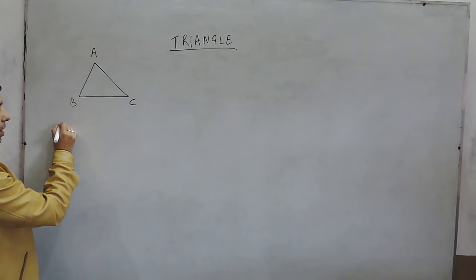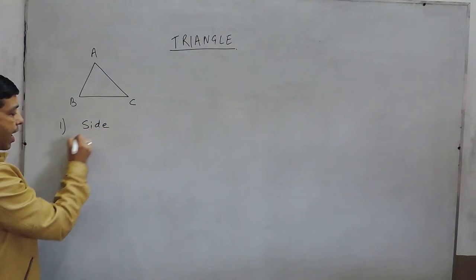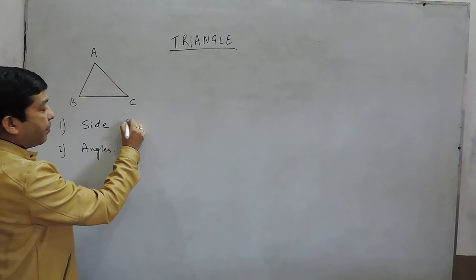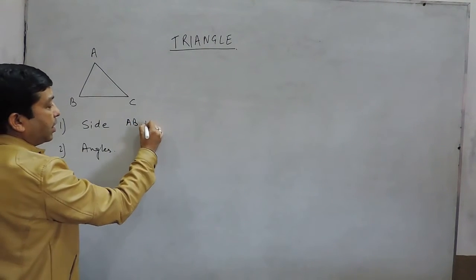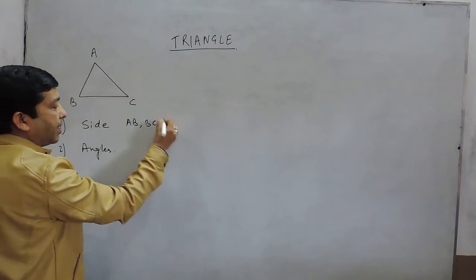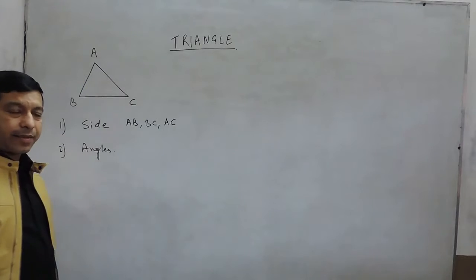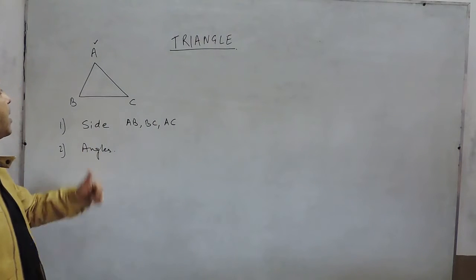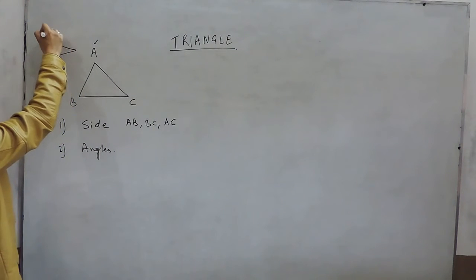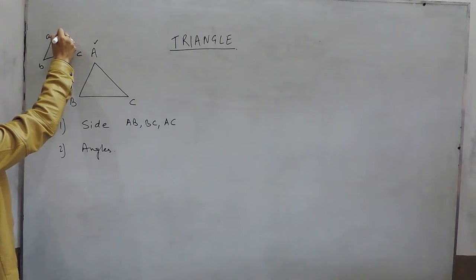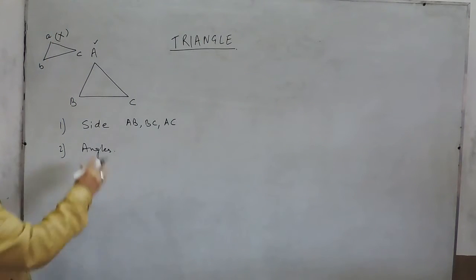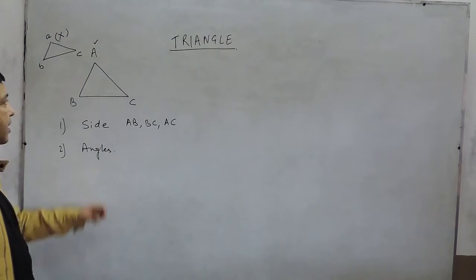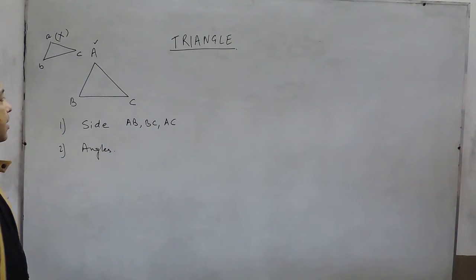This triangle has specific properties. Basically there are two parameters: one is the sides and another is the angles. When I talk about sides, AB is a side, BC is a side, and AC is a side. The first and foremost thing is that the vertices have to be defined by capital letters. Suppose I am making a triangle and I write ABC. This is a wrong way of representing a triangle. When I say triangle ABC, that means capital A, capital B and capital C are the vertices, and AB, BC and AC are the sides.